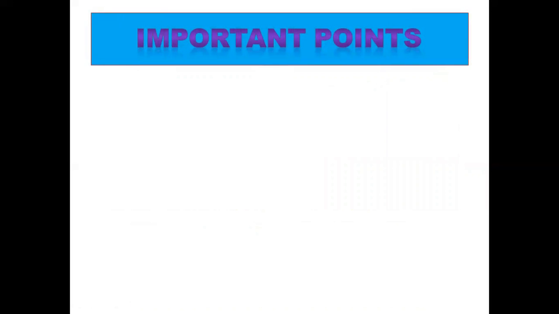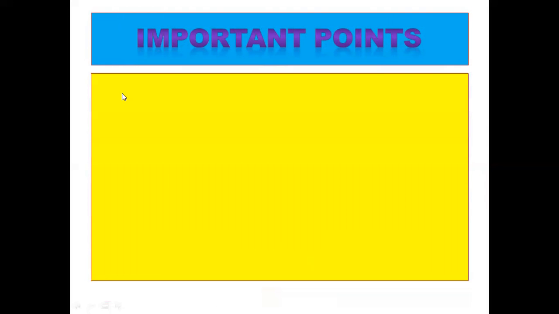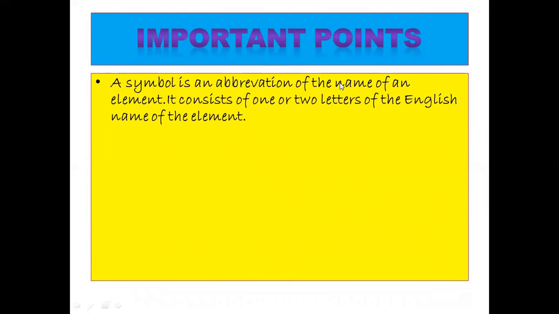In the first slide, let us see some of the important points. The first very important point is a symbol is an abbreviation of the name of an element. A symbol abbreviation means it is a short form of the name of an element. It consists of one or two letters of the English name of the element, right? We have already learned in the chapter that a symbol is taken as either the first letter or the first two letters of the element for which we are writing the symbol.